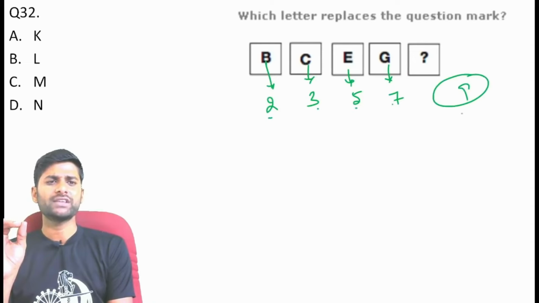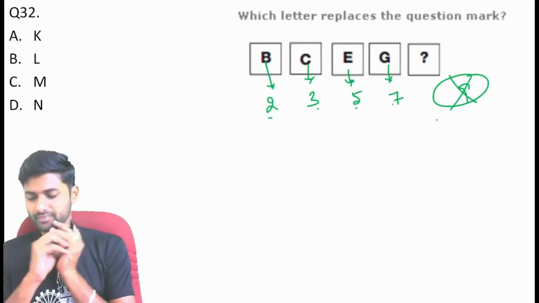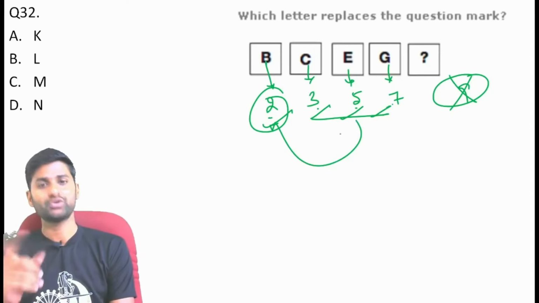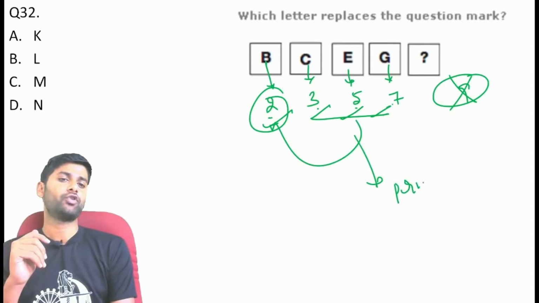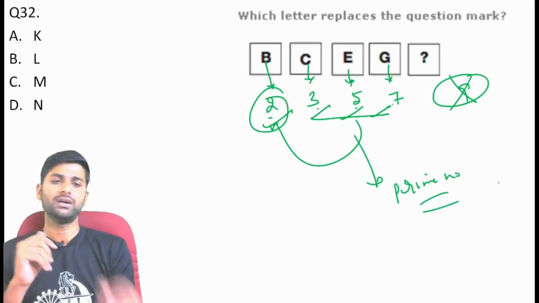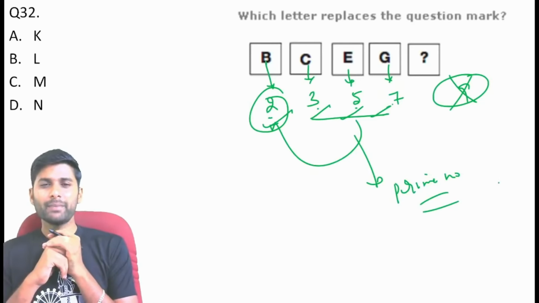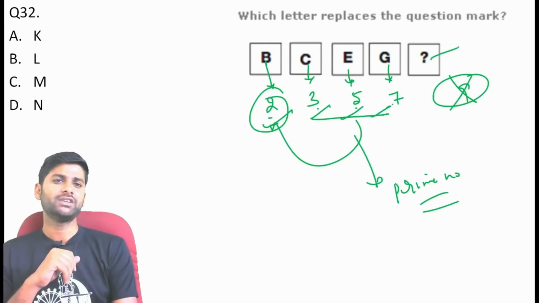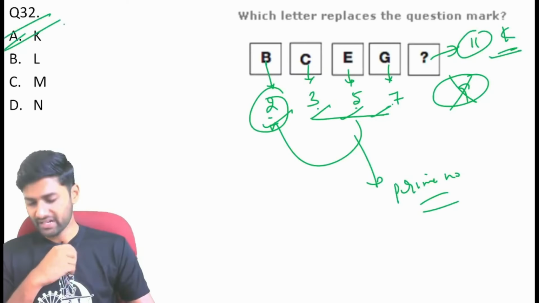Most of the students took it as a 9, but it's absolutely wrong. Why? Because 2, 3, 5, 7, any odd number having before it an even number like 2, definitely is a representation of the concept of prime numbers. Remember, those are the prime numbers. 2, 3, 5, 7 are prime numbers, guys. So based on that, the next prime number is 11. K is represented by 11. So K is the perfect answer, guys.